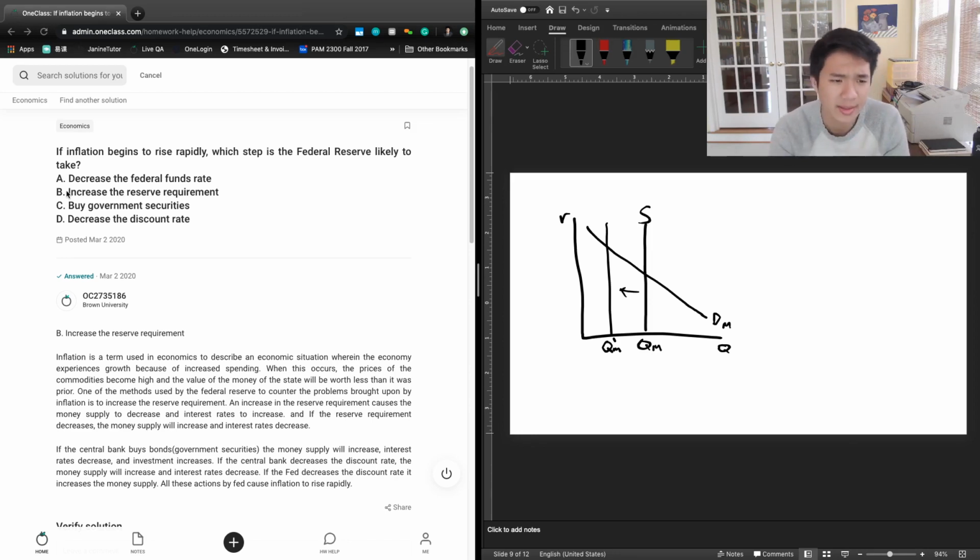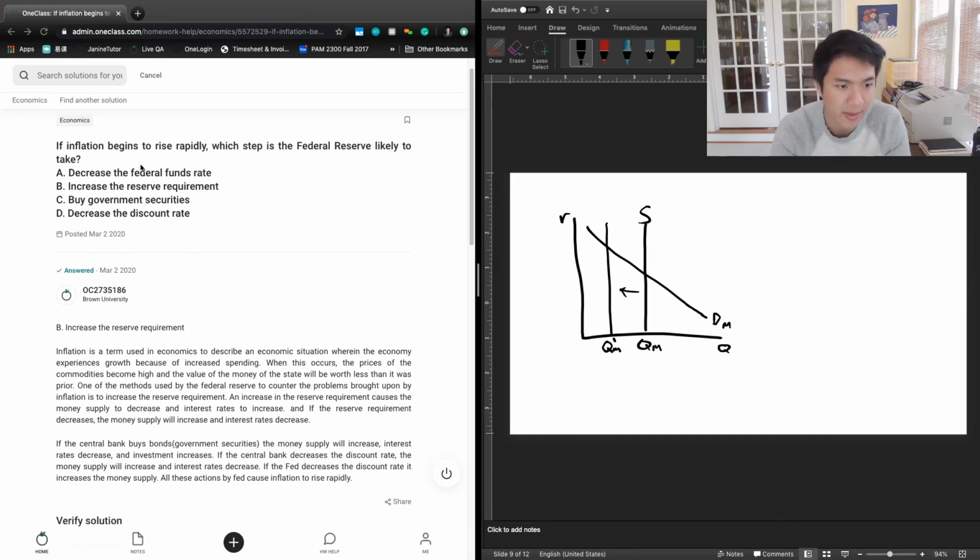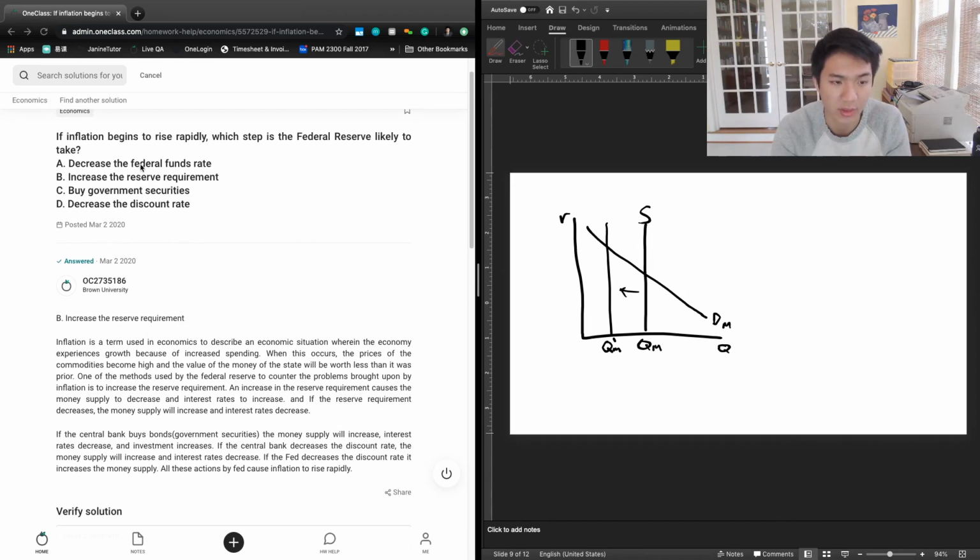And finally, D says decrease the discount rate, but we know that in our circumstance, we're looking to increase the discount rate, and so D is going to get the direction of change wrong. It is also going to be incorrect. So the right answer here is going to be B, an increase in the reserve requirement.